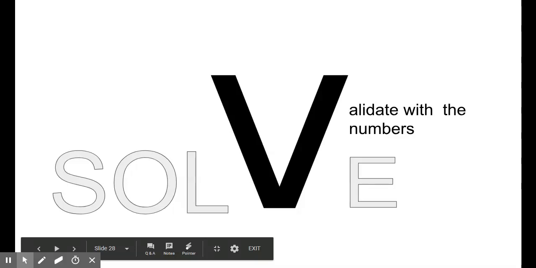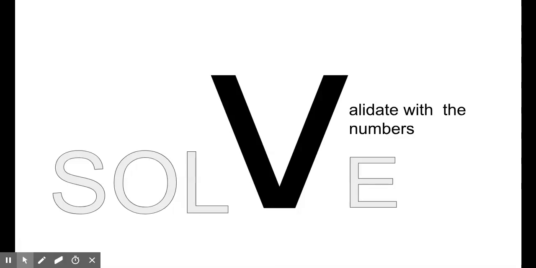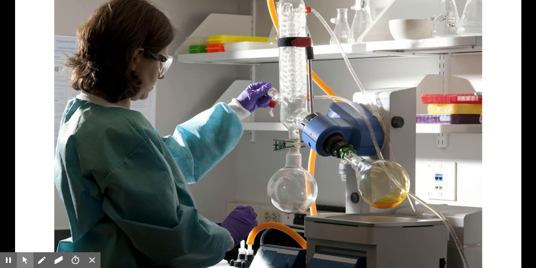So now that we've gotten to the V for the solve strategy, V stands for validate with the numbers. Validating means that I must put the plan into action, using the math and using the numbers to solve the problem.